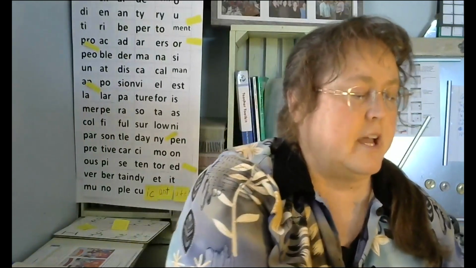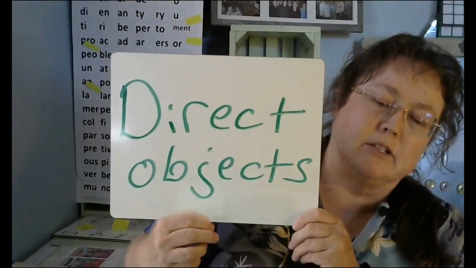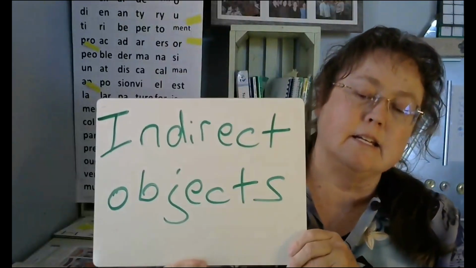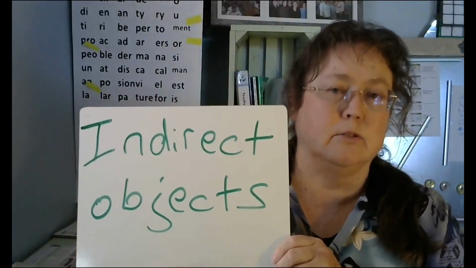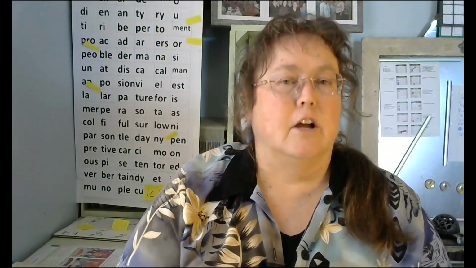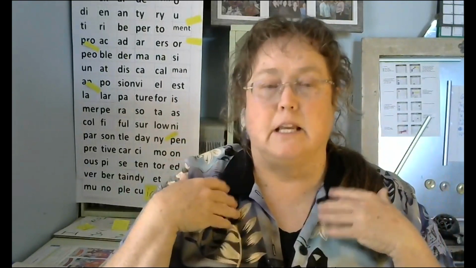So we're going to do an I Spy game with direct objects, which we talked about yesterday, the direct objects and the indirect objects, and how do you tell the difference between them. The first thing you have to have before you can have either a direct object or an indirect object is a subject and a verb. The subject could be me. I am the actor. I'm the one doing the action in the sentence.